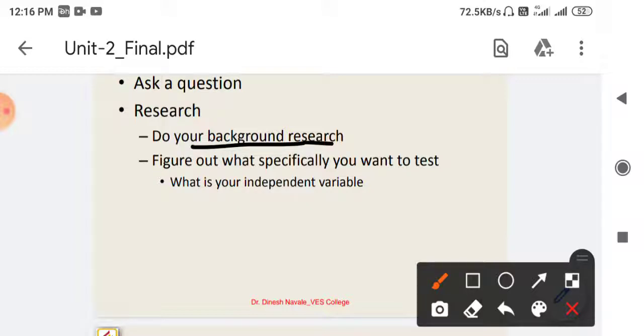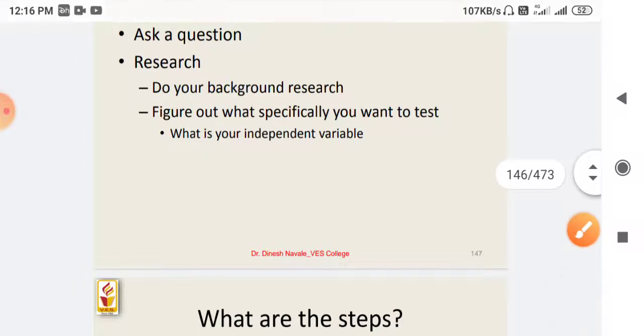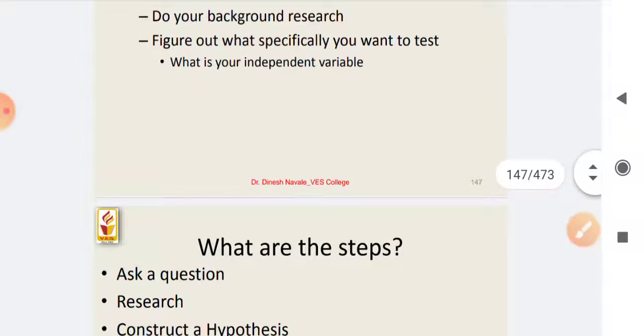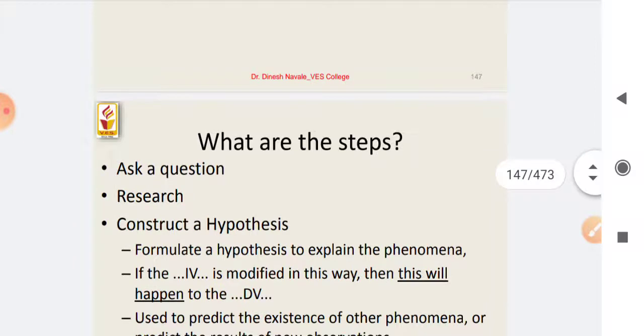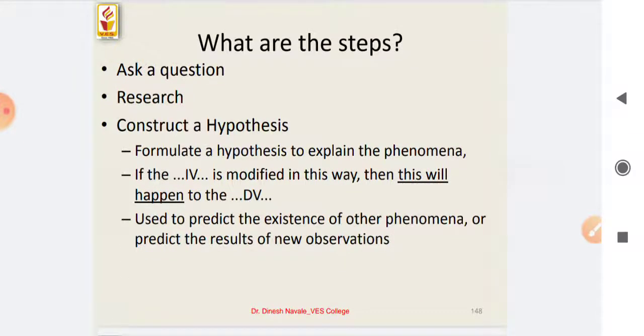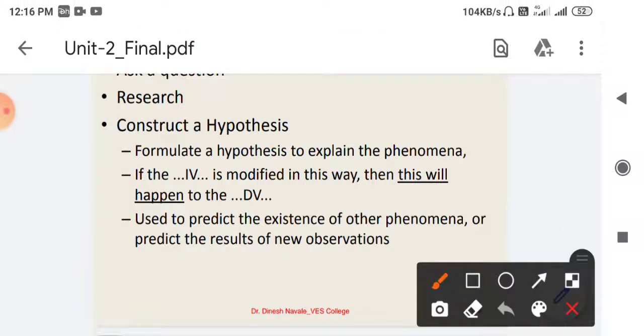Okay, so that means we need to figure out what specifically we want to test, and what are the important parameters or the variables that we are going to analyze. Based upon that, we can get to the conclusion. Once we have got the research background, then we can say, suppose my water is containing a small amount of minerals and some small heavy metals, and it is good for drinking purpose.